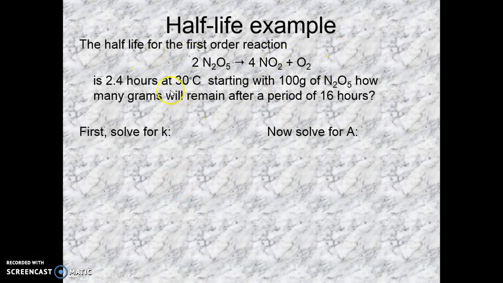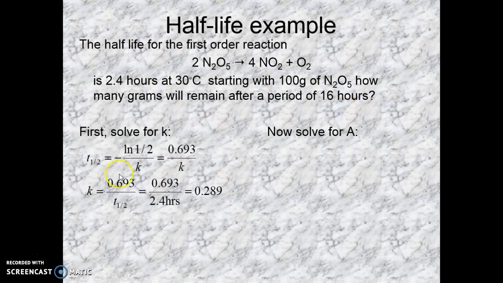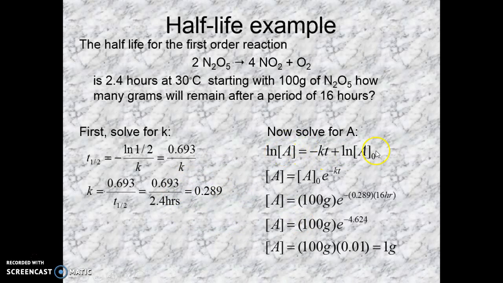So what we want to do first is solve for k. t to the 1/2 we know is 2.4 hours. The half-life is 2.4 hours. So k is equal to 0.289 once you take this equation and rearrange it. Okay, now that we have k, we can solve for A using our equation for the 1st order half-life. And we wind up with the concentration of A being 1 gram.